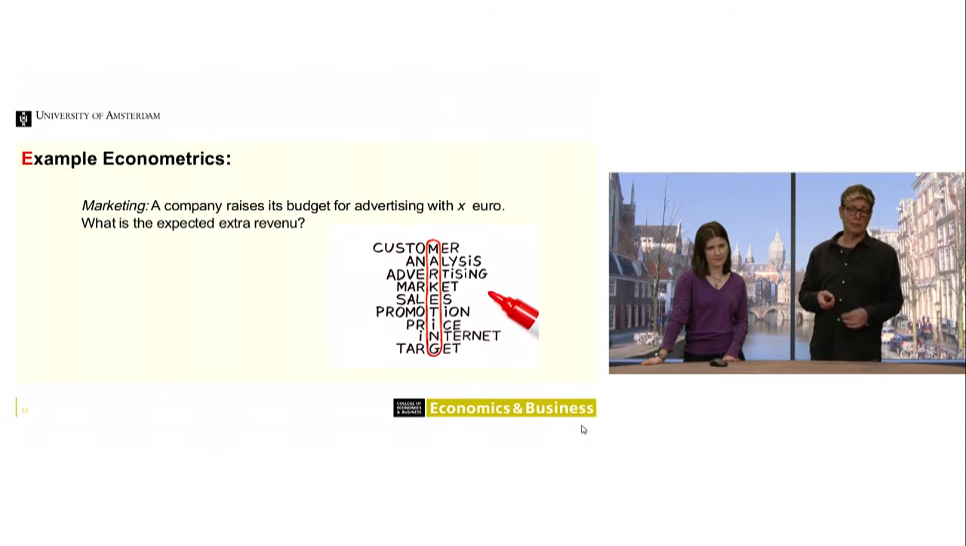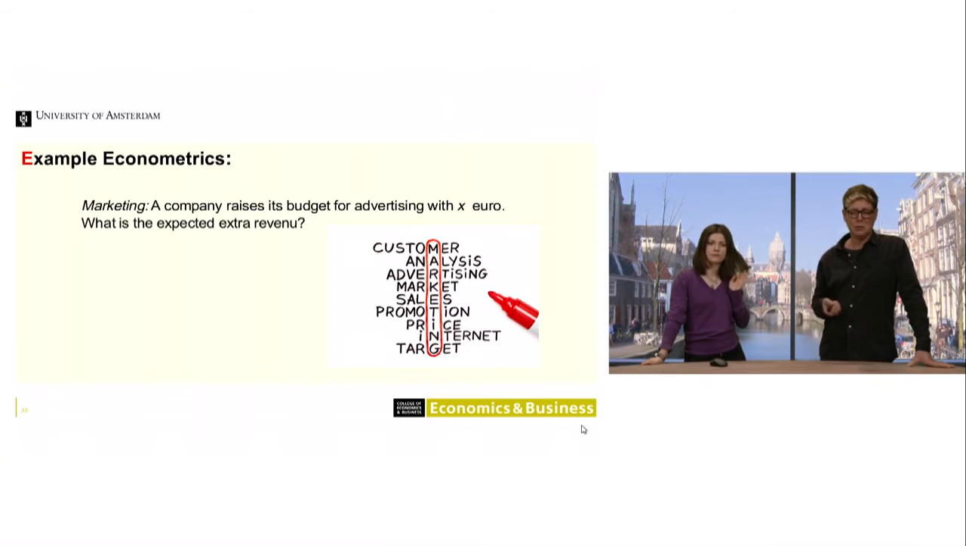One example in econometrics is marketing. A company raises its budget for advertising with some amount, X euro, and given the data that you have, can you estimate what the expected extra revenues are? Here you clearly have a problem, because you might want to spend €100 and maybe you want to spend €1,000,000, but this might not be effective. So you need to decide between the two possibilities, and usually there's a lot of information gathered by the marketing people so that you are actually capable of making a decision.